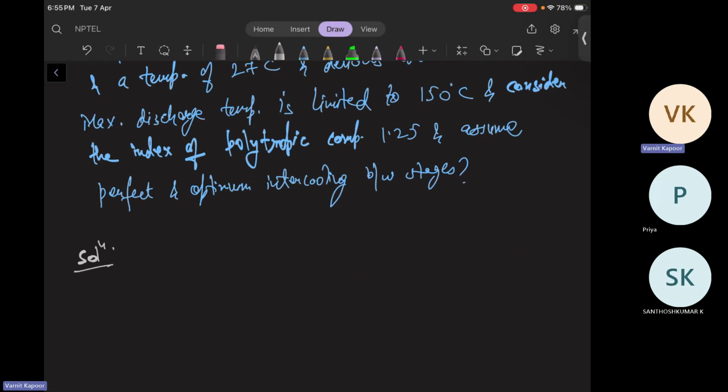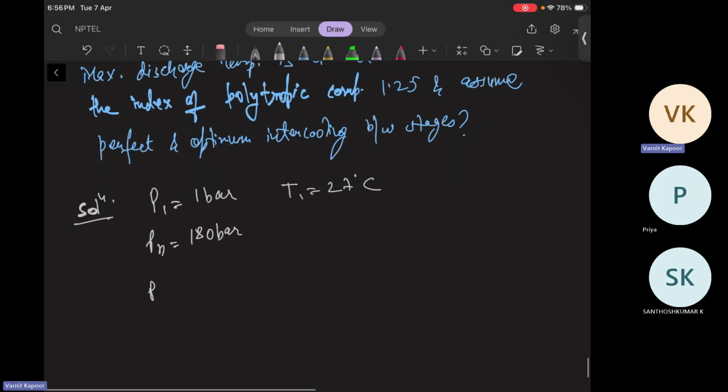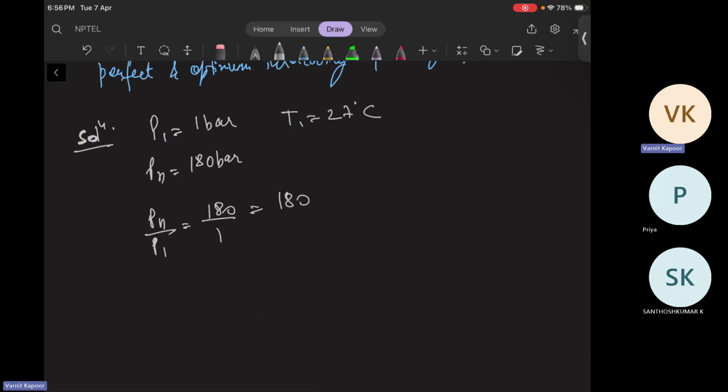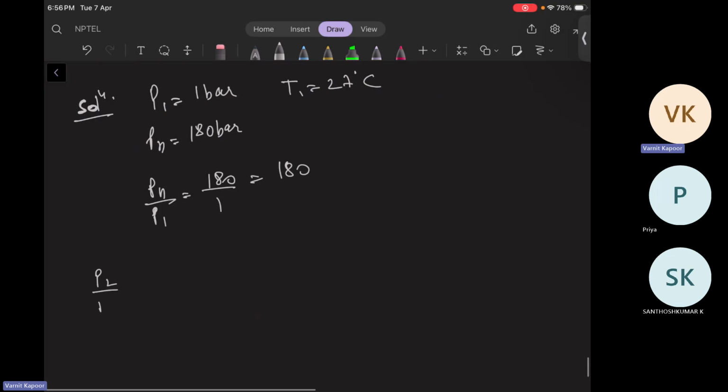All right. So it's a pretty simple question. You are given that P1 is 1 bar, T1 is 27 degrees Celsius, Pn you don't know how many stages are there, but your final pressure is 180 bar. You know that Pn by P1 is 180 by 1, that is 180 itself, for perfect and optimum intercooling scenarios. And you know that P2 by P1 can be written as (T2 by T1) to the power n by n minus 1.